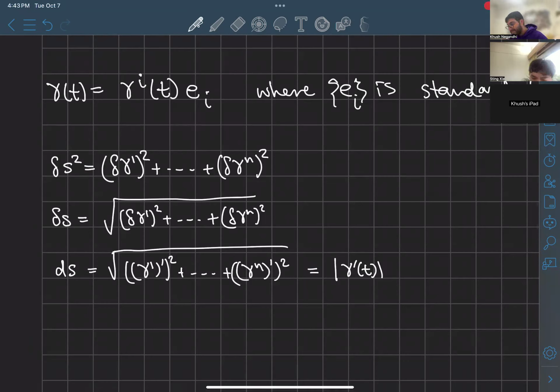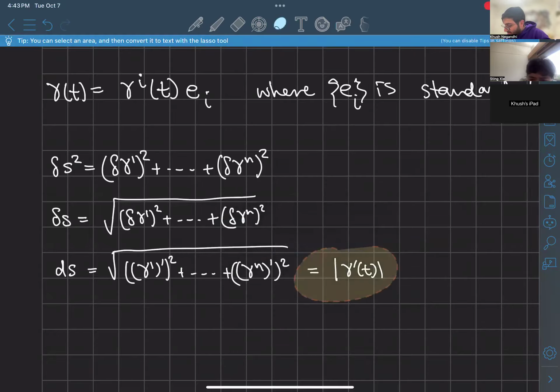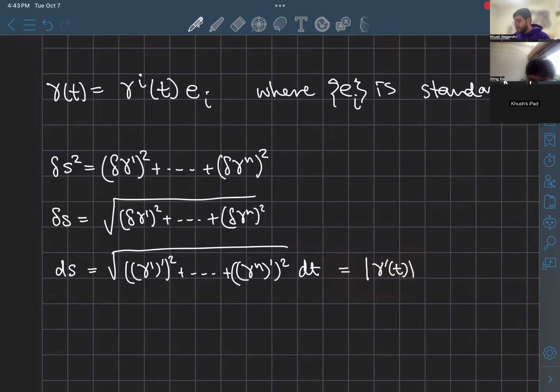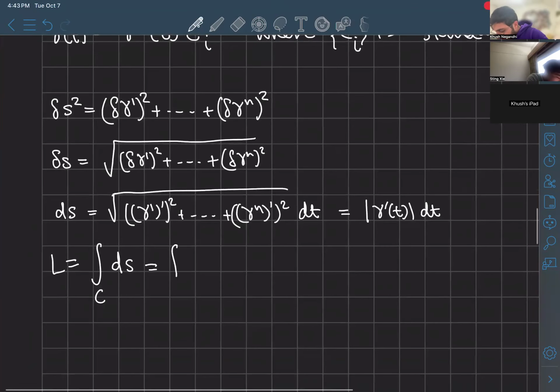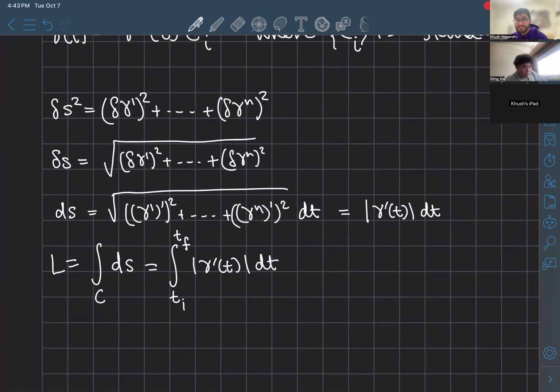Technically, if you want to write it out in another way, there should be a dt term here. We'll make sense of what this dt means, but it's like a tiny variation of what's happening. So the length of the curve is simply given by the integral along C of ds. But this is nothing but, if I parameterize with respect to gamma, the integral from my starting time to my final time of the norm of gamma prime of t dt.